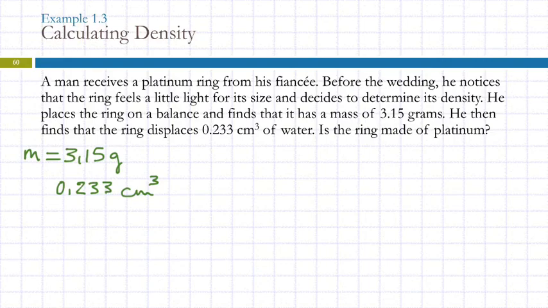So you take maybe a graduated cylinder and you put some water in it and you make a note of the level in the graduated cylinder. Then you drop the ring in and the level of the water will go up because the ring displaces, it pushes the water out of the way. So the water rises in the graduated cylinder, you make a note of what it rose to. The difference is equal to the volume of the ring.